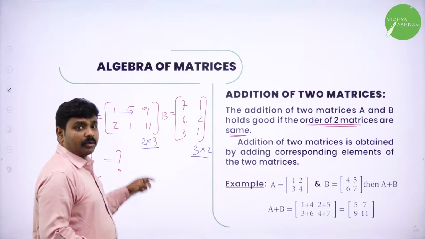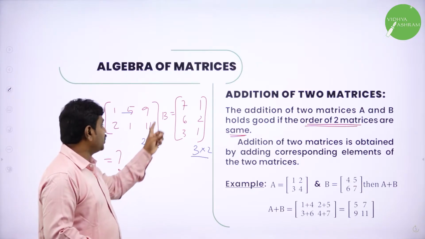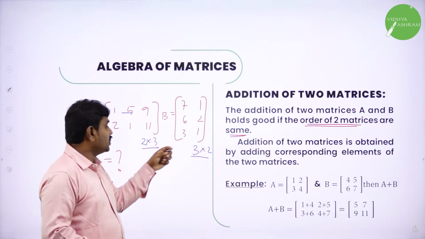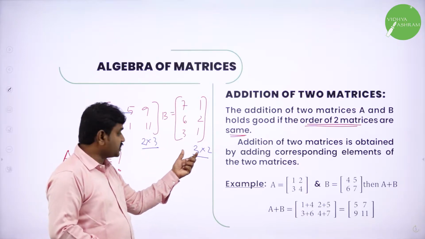2 rows. How many columns? 3 columns, so 2 cross 3. How many rows? 3 rows. How many columns? 2 columns. This is 3 cross 2.